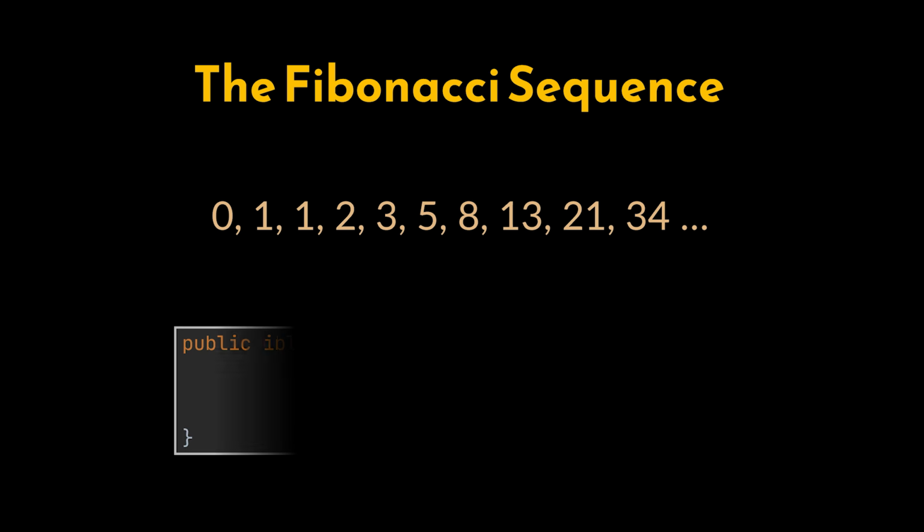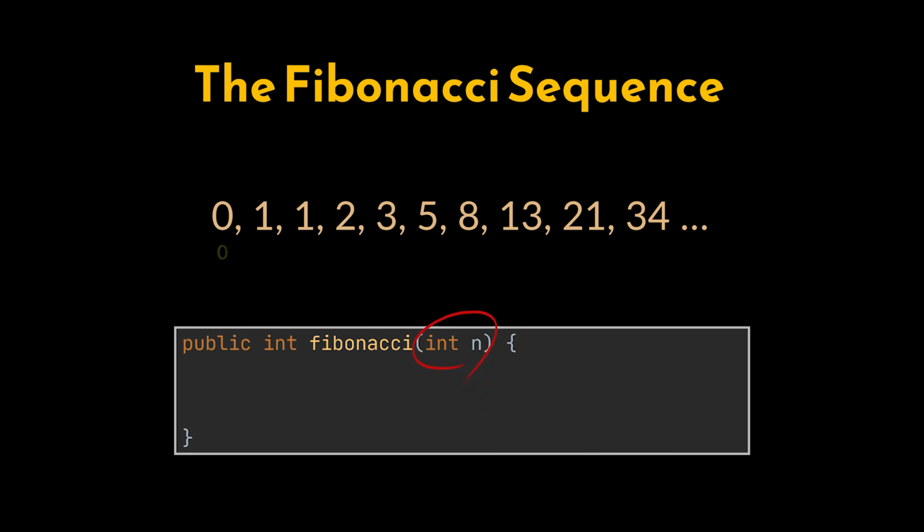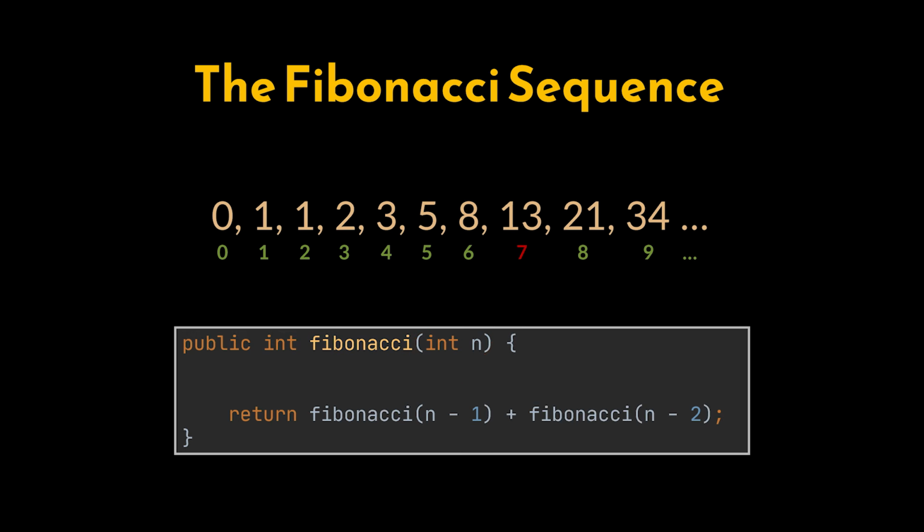To write this recursively, we need a method that takes an integer n as input, representing the position of the Fibonacci number we want to calculate, and returns the corresponding value. For instance, calling the method with n equals 7 should return 13, as 13 is the 7th number in the sequence. What we see is the basic recursive implementation in Java. But like the factorial example, this method is incomplete because it lacks base cases, which are critical to prevent infinite recursion and stack overflow errors.